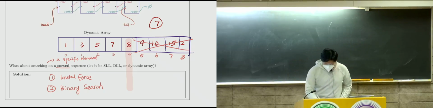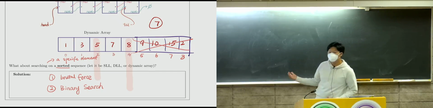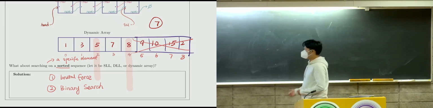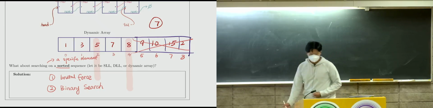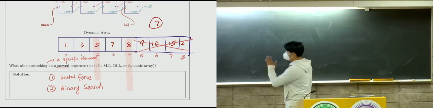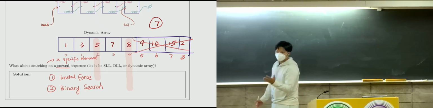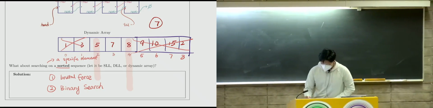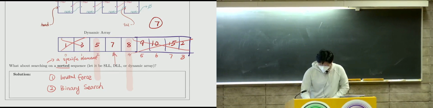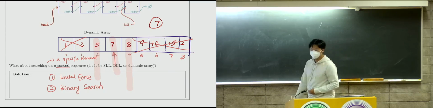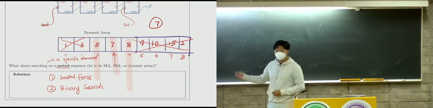And then the second element I want to look up is still the middle element, 5 or 3, whatever. And then I ask myself, is 7 larger than 5? The answer is yes. Because all the elements on the left-hand side of the 5 are smaller than 5, I could ignore those. So right now I'm right here, and I ask myself, is 7 equal to 7? The answer is yes, so I found the element.